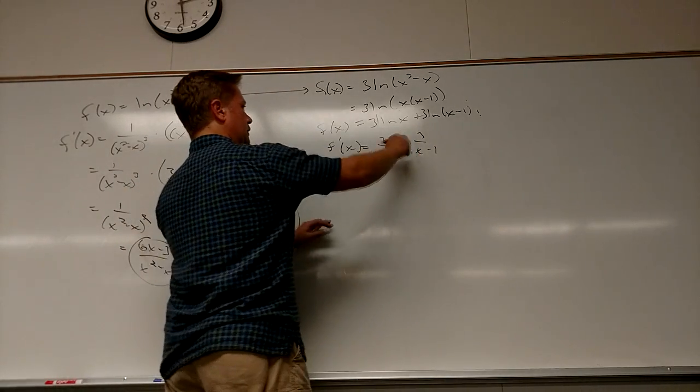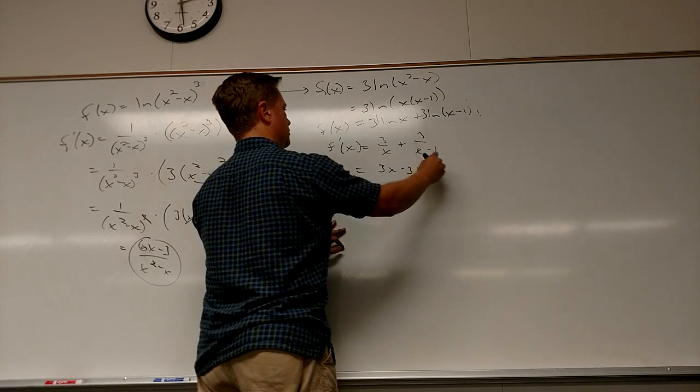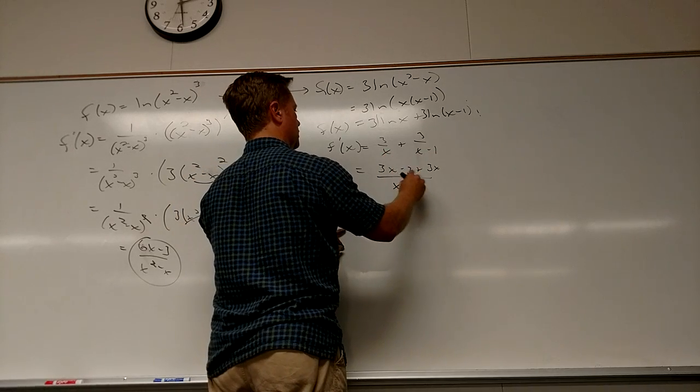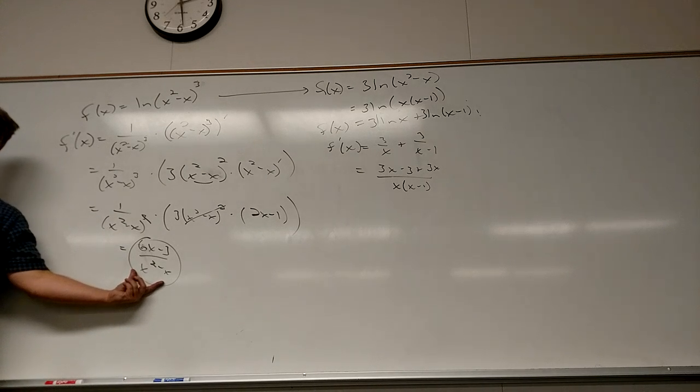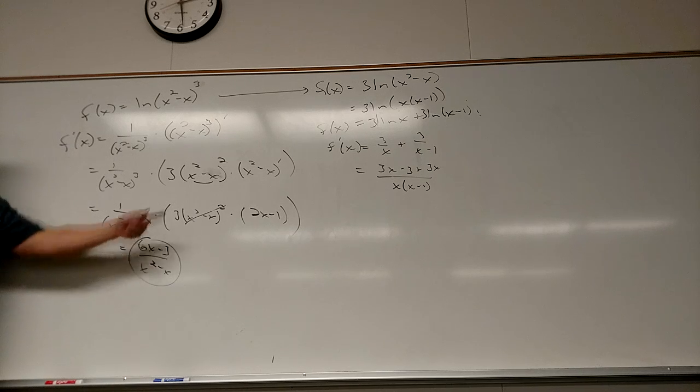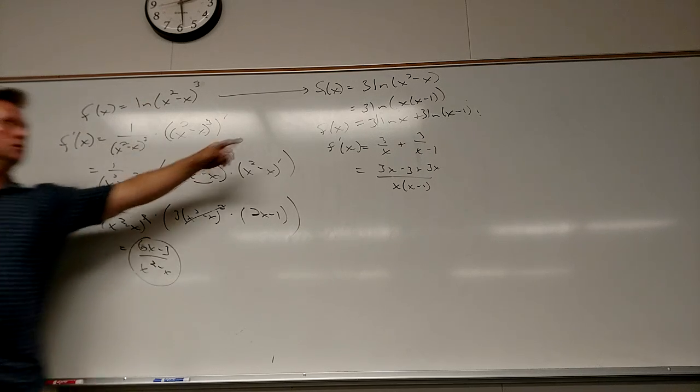Which, if you get a common denominator, would be 3x minus 3 plus 3x over x times x minus 1, which is 6x minus 3 over x squared minus x, which is what this is. It just was a hell of a lot easier.